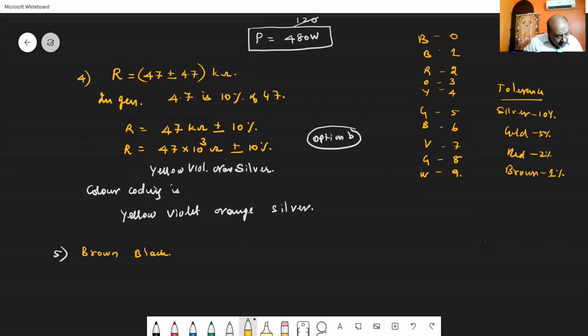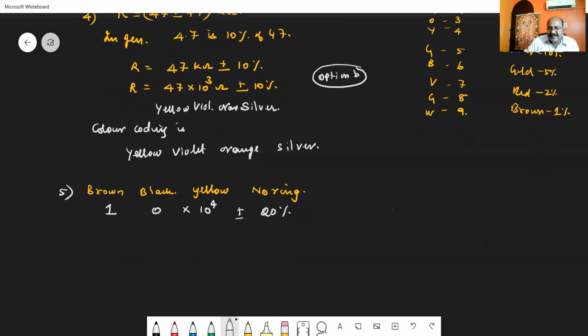Sorry, yellow: brown, black, yellow. Then finally they have no ring, isn't it? The final tolerance ring is not given, so we write it as no ring. Look at this. For brown, it is 1. For black, it is 0. For yellow, we have to write it as 10 power of 4. Since there is no ring, I can write the tolerance as plus or minus 20%.